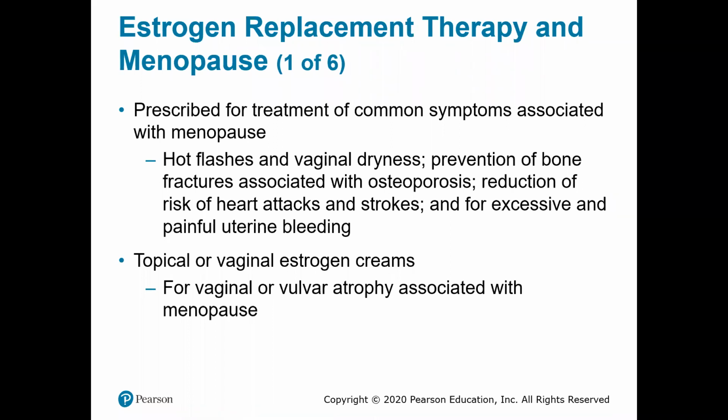Okay, I'm going to continue with estrogen replacement therapy and menopause there on textbook page 543. So, estrogen replacement therapy is the prescribed treatment for common symptoms associated with menopause, such as those hot flashes and vaginal dryness. Also provides prevention of bone fractures associated with osteoporosis and a reduction of the risk of heart attacks and strokes. And for excessive and painful uterine bleeding, there are topical or vaginal estrogen creams available for vaginal or vulva atrophy that is associated with menopause.